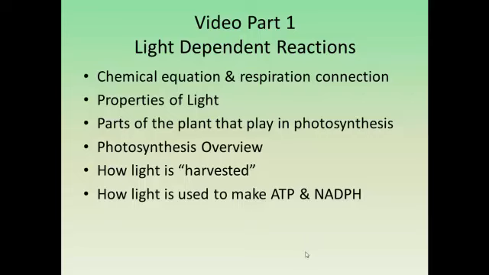We'll also talk more in depth about the parts of the plant and which parts you really need to know, and know the names of, to understand their role in the photosynthetic process. Once we've covered the parts so you know what's happening where, we will give a brief overview of the whole process, light dependent and light independent reactions. Then we will go further into only the light dependent reactions in this video, which will cover how light is harvested and used to make ATP and NADPH.